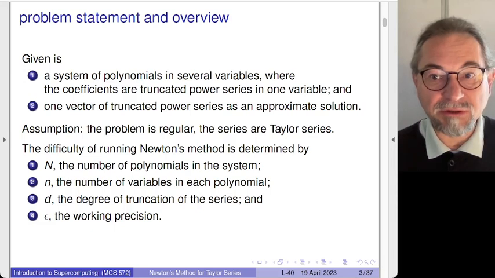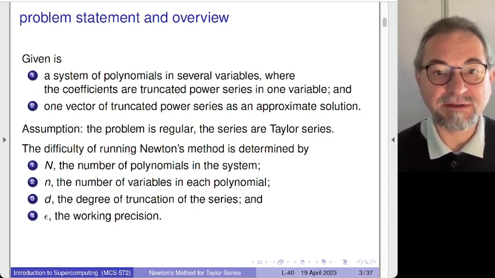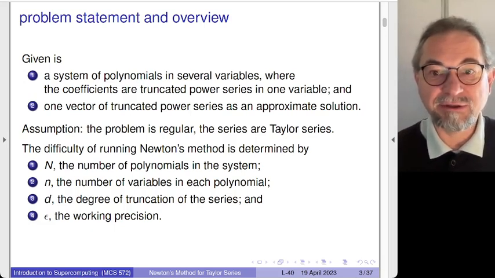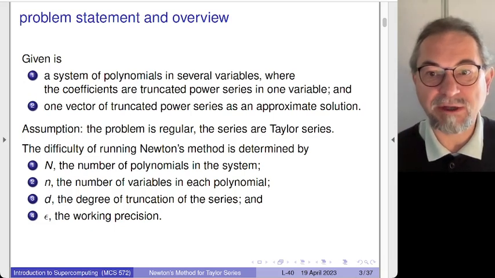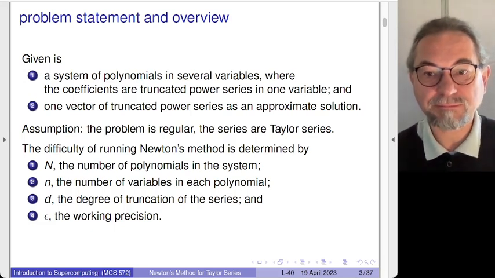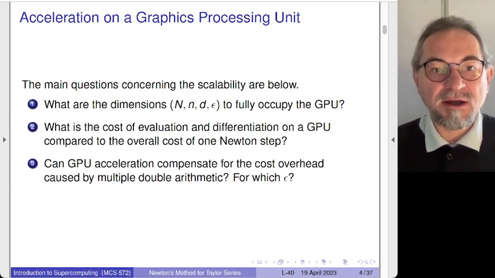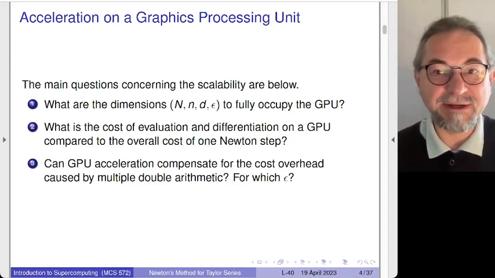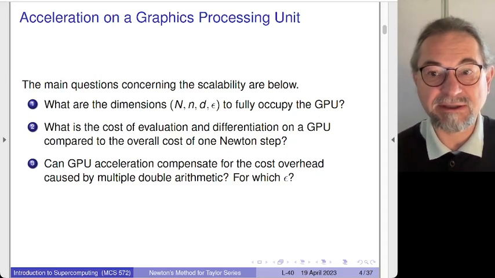So what is now the difficulty? What is the difficulty of things? We have the number of polynomials, the number of variables, the degree of truncation of the series, and then the working precision. So scaling this up, we can ask what is actually now most expensive in the two stages that you consider, evaluation, differentiation, or is it the linear algebra? Or is it something else? Okay, so here are the questions, the main questions if we are going to consider this problem on a graphics processing unit.